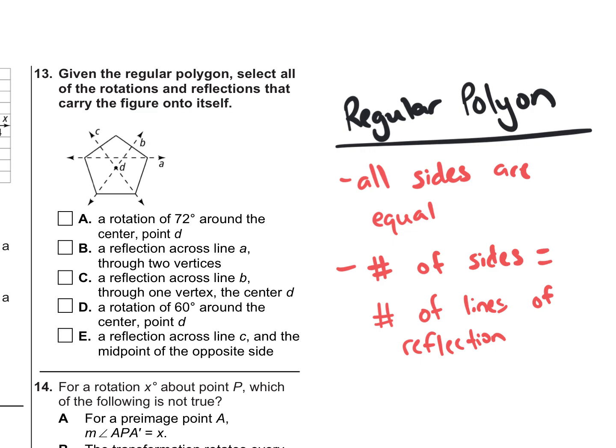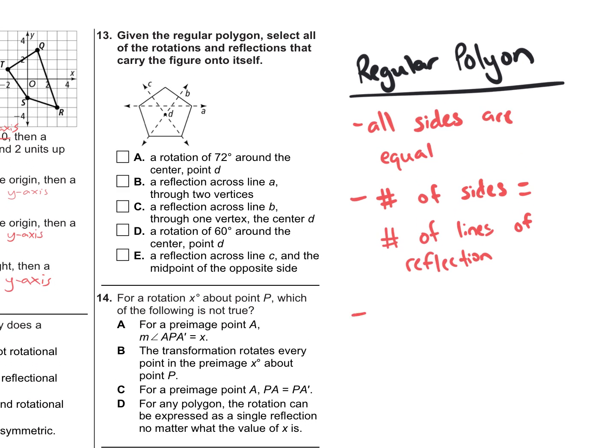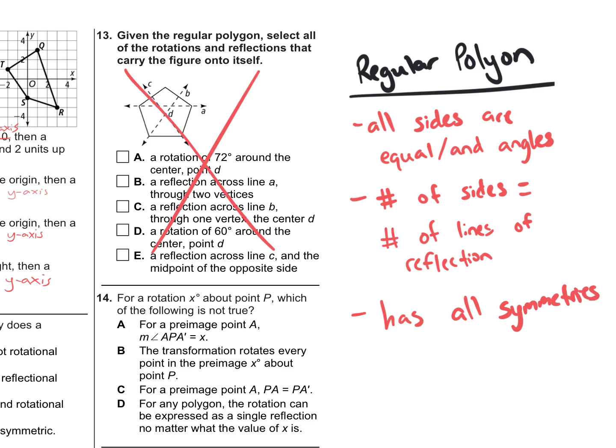There's one more thing about regular polygons, specifically with symmetry. I could add that to this one, and angles. Does a regular polygon have reflectional symmetry? Yes. Does it have rotational? Yes. Does it have point symmetry? Yes. So it has all symmetries. Okay, so ignore question 13.